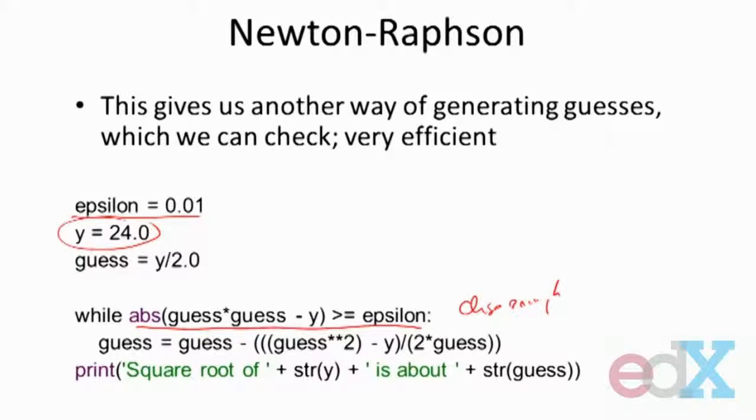And then Newton says, get a new guess by taking the old value of guess, taking guess squared minus y, divide it by 2 guess, which is the derivative, and use that to create a new binding for guess. Just keep updating. Do that until I get close enough, and when I'm done, just print out the result. Nice and crisp. What's this doing?